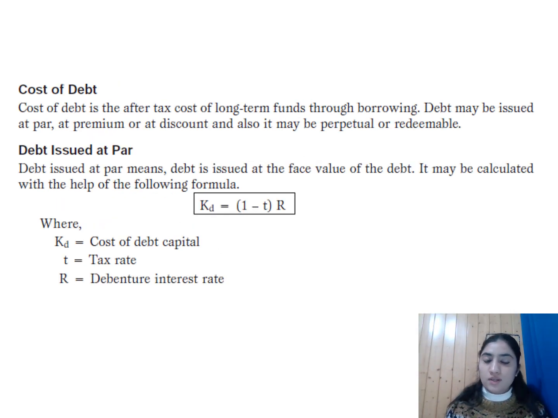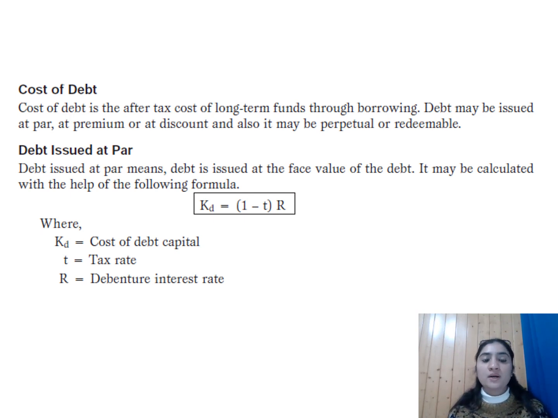So the next is cost of debt. Cost of debt is the rate of return that the company pays to its lenders or whatever debt borrowings that they have in the company. So the amount of interest that the company pays to its lenders or to the sources of finance from where they have borrowed the money, the cost which is associated with that is called cost of debt.